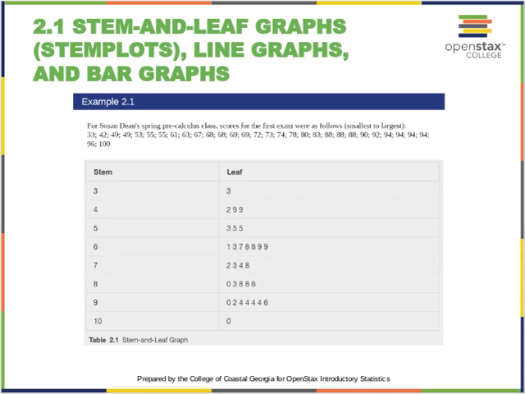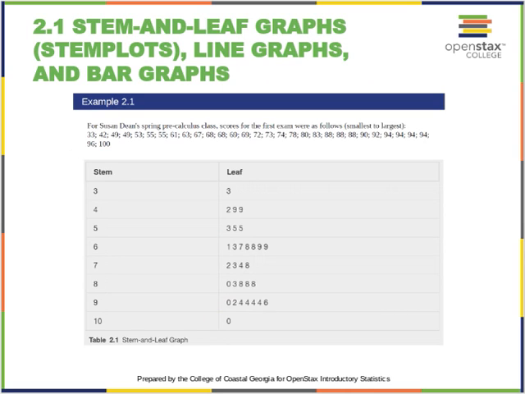So going backwards, let's look at the stem and leaf actual graph below. We have a stem of 3, a leaf of 3, that's 33. We have a stem of 4, a leaf of 299. That's a score of 42, 49, and 49. Stem of 5, a leaf of 3 and 5 and 5 is going to be 53, 55, and 55. And we're going to just continue on like that.